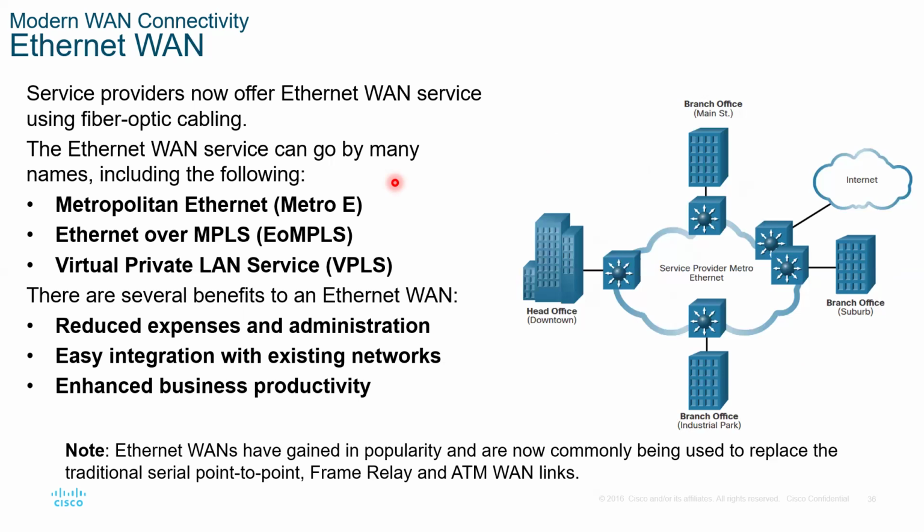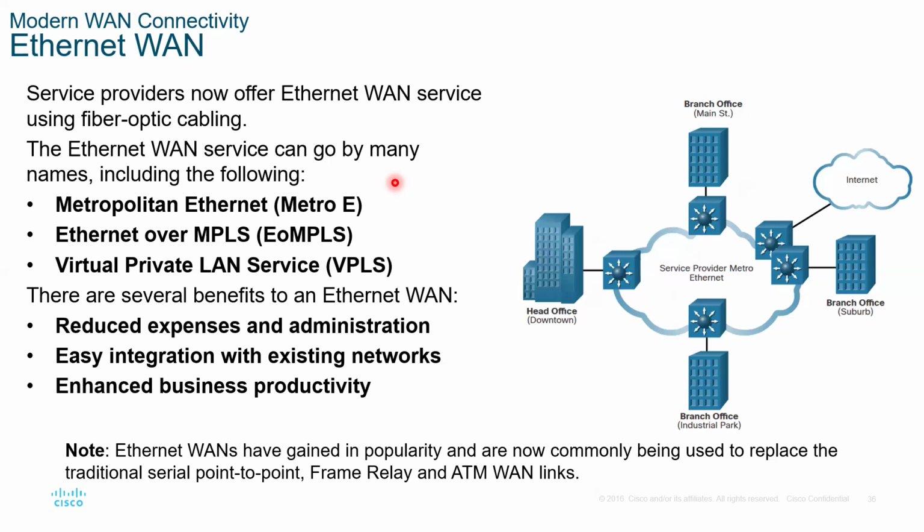The Ethernet 1 service can go by many names, including Metropolitan Ethernet, Ethernet over MPLS. Then we have Virtual Private LAN Service. There are several benefits to an Ethernet WAN: reduced expenses in administration, easy integration with existing networks, and enhanced business productivity. I think I'll explain advantage number two and advantage number three.